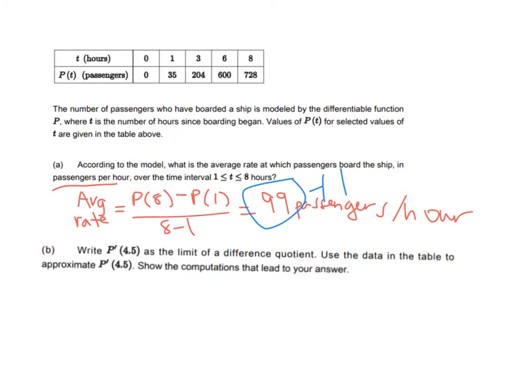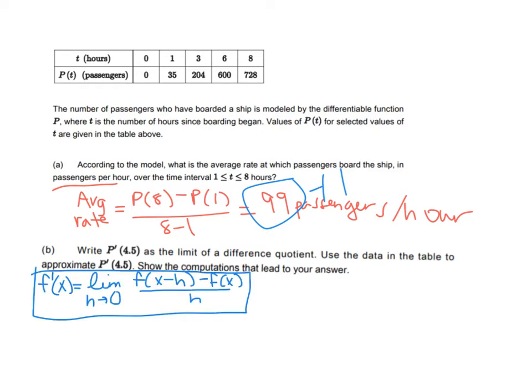So for part B, we want to write P prime of 4.5 as the limit of a difference quotient. I'm going to give you that definition. If you don't remember it though, I do recommend you look back at your notes. So this is the limit definition of a derivative. This part right here is what we call the difference quotient.